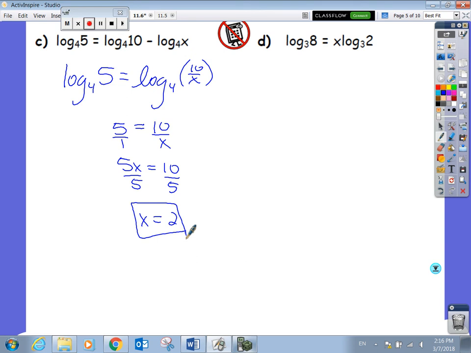If I gave you 5 equals 10 over x, that's one of the easiest problems you've seen. Now, getting to that point, you have to remember all your log laws. But at this point, be sure you show work if you need to do the easy stuff.